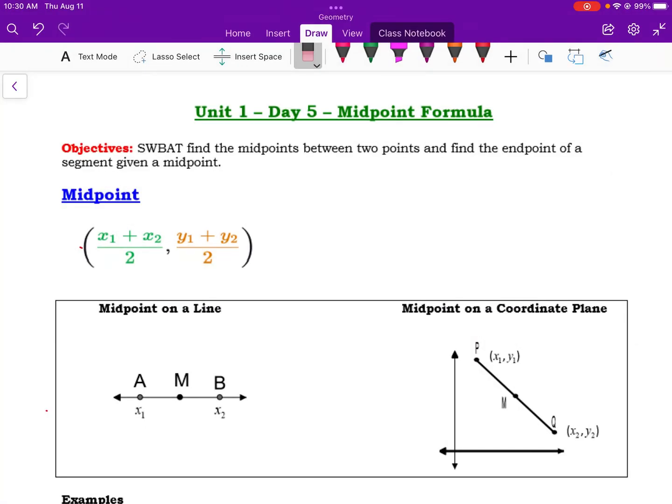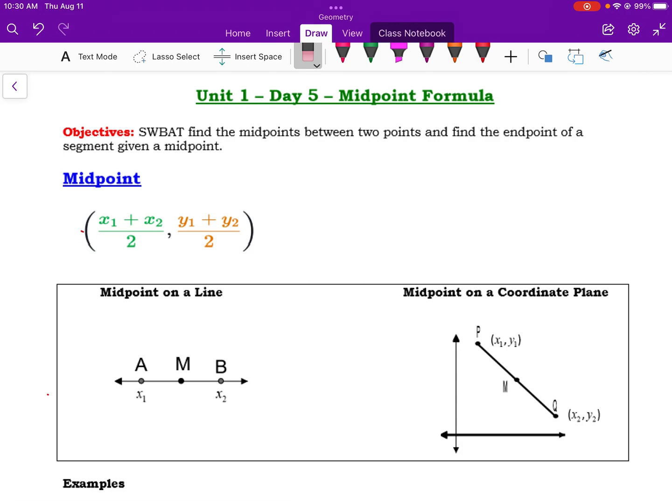Today we have Unit 1, Day 5. This is midpoint formula, and it's kind of going to build off of distance formula, in that there's an algorithm that we'll be using. And then we're also looking to kind of derive some characteristics of the relationship between 2 points in the coordinate plane.